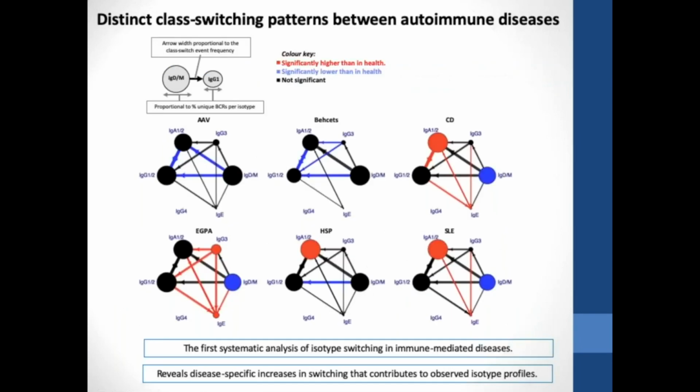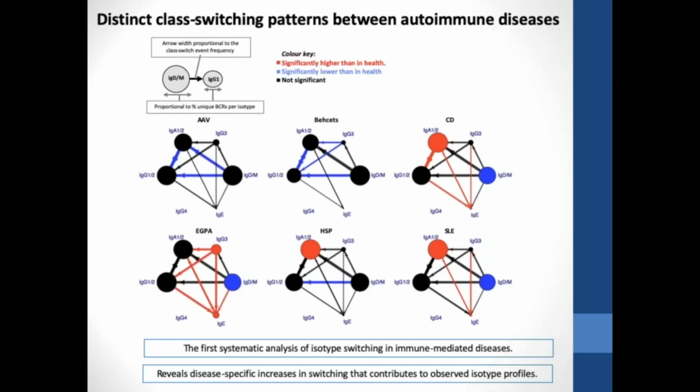So in diseases compared to health, these are the network diagrams that we get. To explain this, we have each isotype around the edge, and the size of the dot corresponds to the frequency of those isotypes in the repertoire as a mean across that disease group. If it's colored red, it's significantly higher in that disease compared to health, and blue if it's significantly lower.